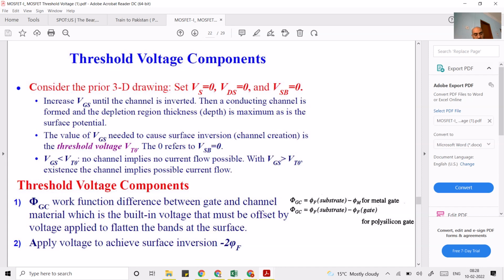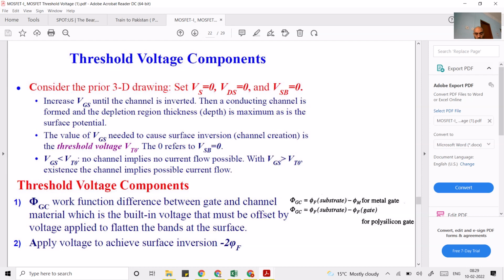So the body is at ground, the source is also at ground, the drain is also at ground, and you will change only the gate voltage. This is what we have discussed in our last two lectures. That is why we considered the two terminal device: out of the total four terminals, the other three terminals are connected to the ground, and only at the gate terminal are we changing the potential.